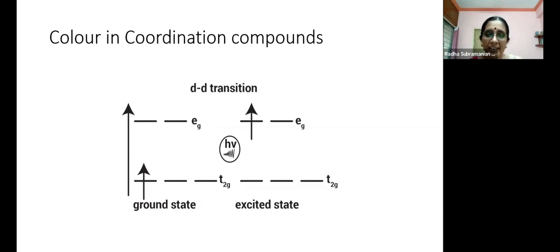So this is about the d-d transition. This is literally what it means. This is there in the textbook as well. This works very well. When you depict this on the board, children catch it very quickly. So I would suggest we also make use of this.